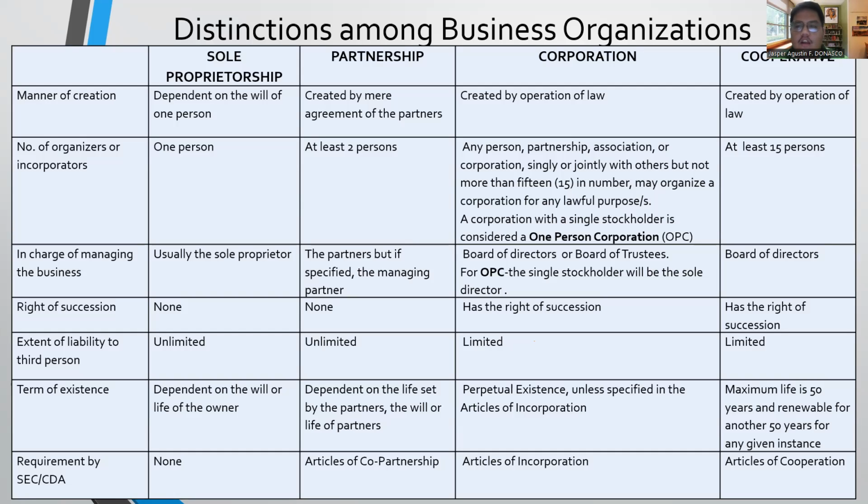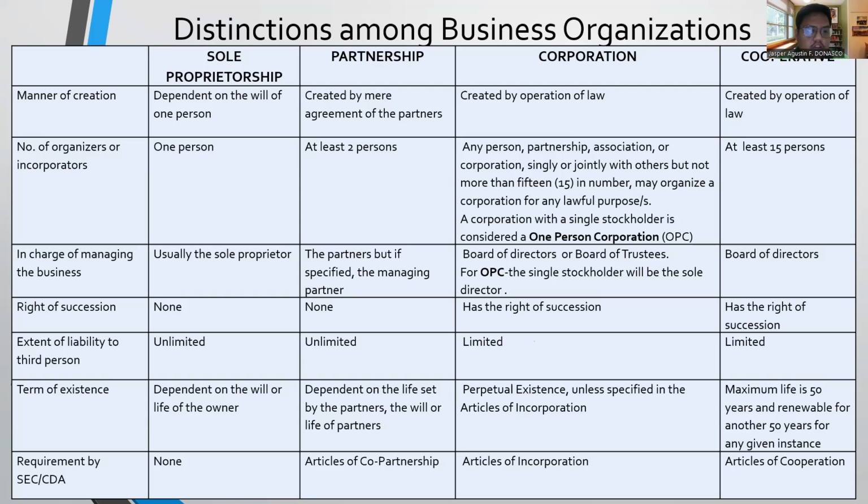For a cooperative, there should be at least 15 persons. So meaning number of organizers or incorporators lang ito ha. It doesn't mean that a cooperative is limited to 15 persons. In just establishing the cooperative, it should be at least 15 persons, but as days go by, as business goes by, they can add a number of cooperatives or shareholders.